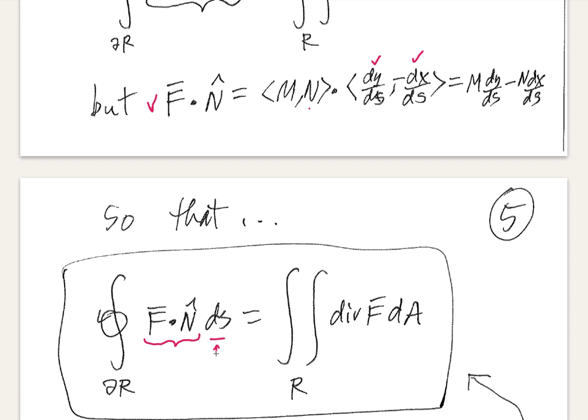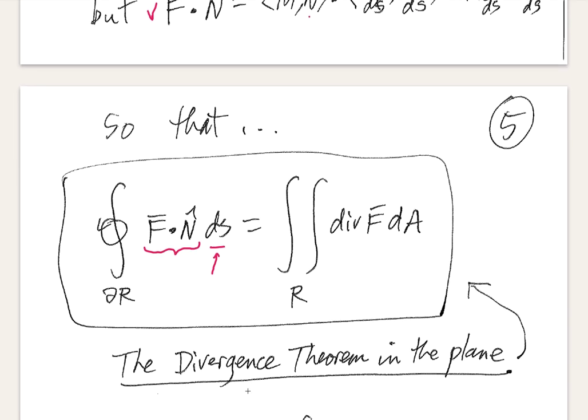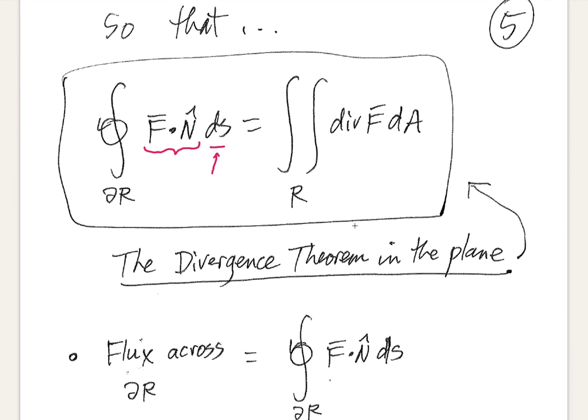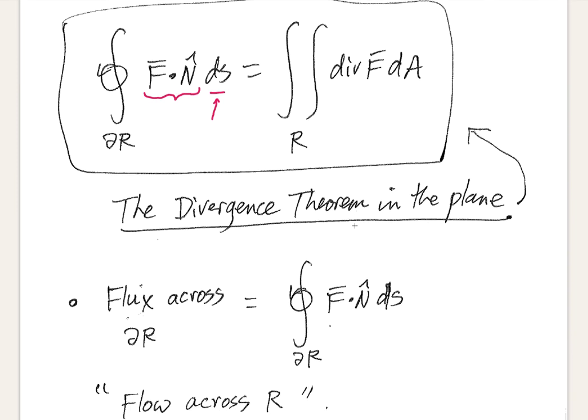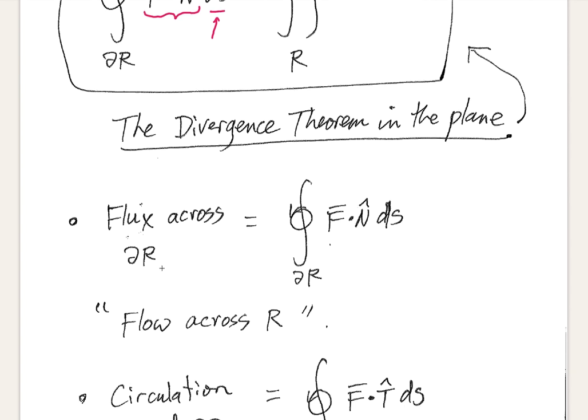Now remember s is what? Good theoretical parameter, but it's arc length, right? So we're integrating in the positive direction around the boundary. This is the double integral of the divergence, and some people will call this the divergence theorem in the plane, because of this presence of the divergence. This thing is sometimes called the flux across the boundary.